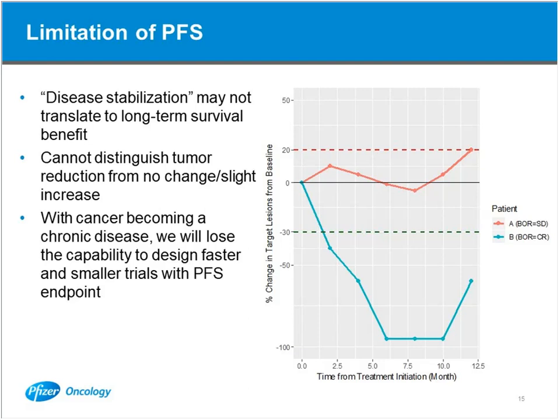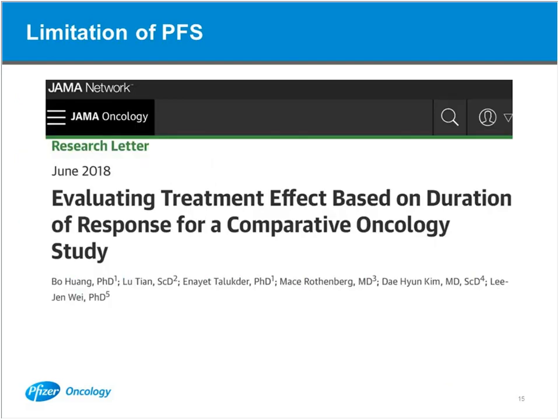In contrast, patient B had dramatic reduction in tumor burden and achieved complete response after 6 months and had disease progression after 1 year on treatment. So both patients had the same PFS of 1 year. But from a clinical perspective, patient B had a much better outcome during this period. Lastly, although PFS enables us to design smaller and faster trials in the past, with cancer becoming a chronic disease, we will likely lose that capability.